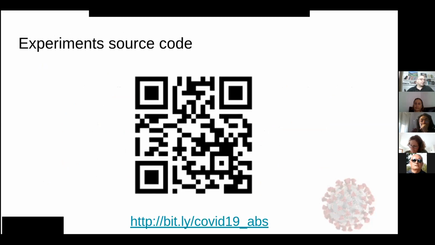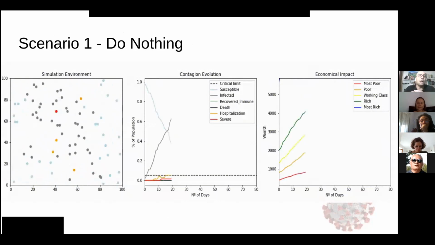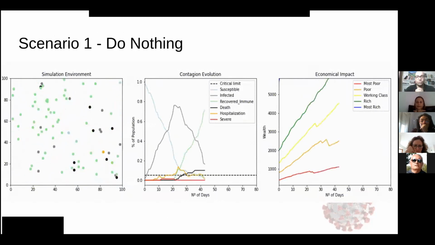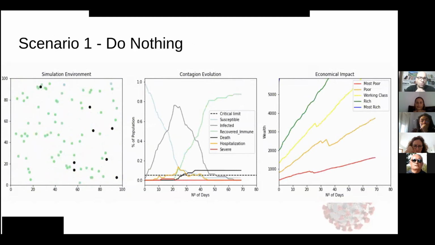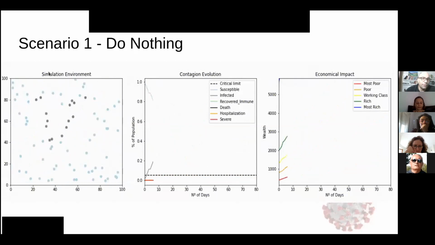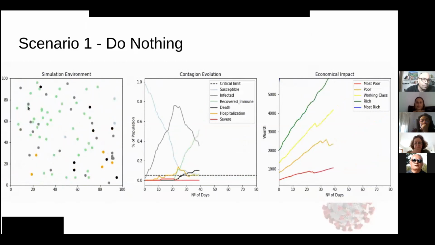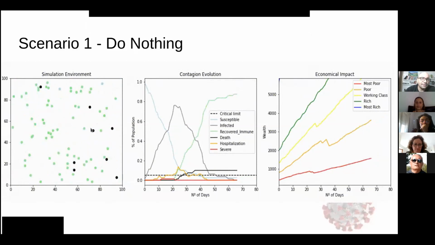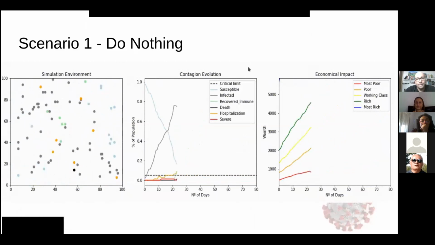So you can access the source code and the experiments to check all of these experiments. I won't go deep explaining the meaning of each scenario because of the time, but you have the links to access the code and the experiments and the text and the conclusions. You can see in this simulation that the agents move randomly over the simulation space. The light blue agents are the susceptible, the dark gray dots are the infected agents, the black dots are the dead agents. So in this graph, you can see the evolution of the pandemic.